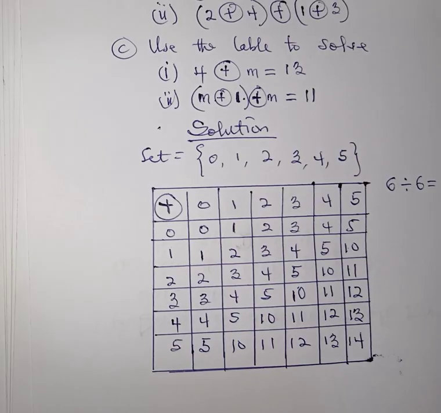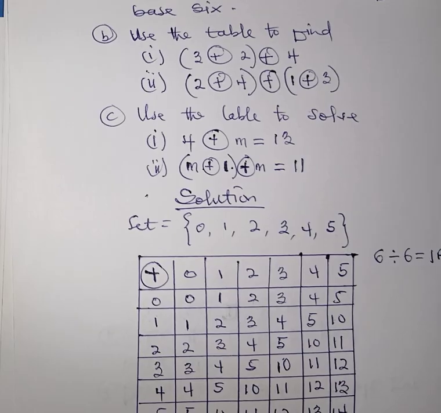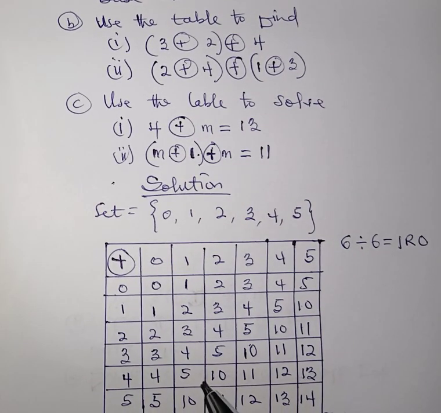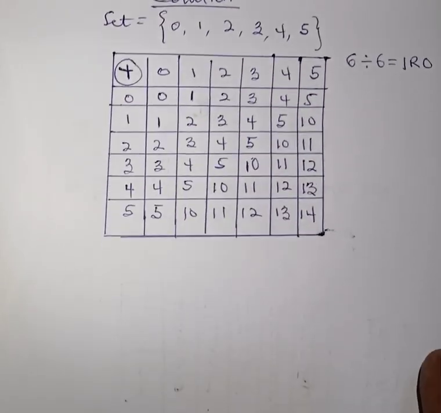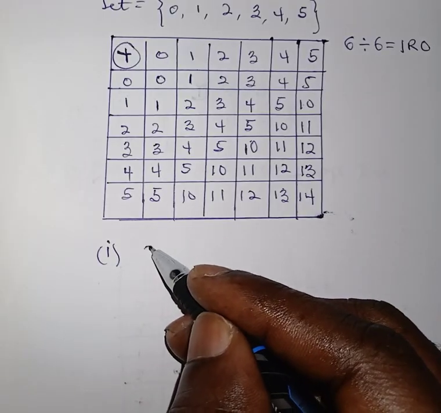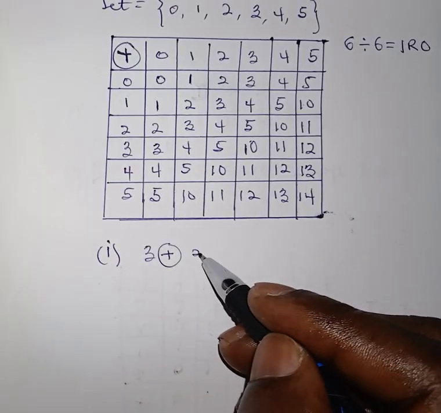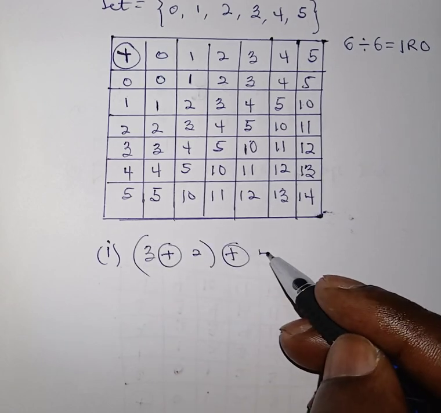After that, then you look at the other examples, and for the B, we are asked to use the table to find I. So for I, we are to find what? So this is what we are looking at. Good.